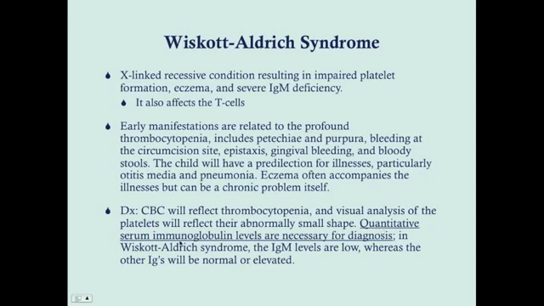A quantitative serum immunoglobulin level is necessary for diagnosis, and I believe this would be the most accurate way to diagnose Wiskott-Aldrich in the setting of the patient's symptoms. So remember, we have an IgM deficiency. So you get the serum immunoglobulin levels, and the IgM levels will be low, whereas the other immunoglobulins, A, D, G, E, those will all be normal or elevated.